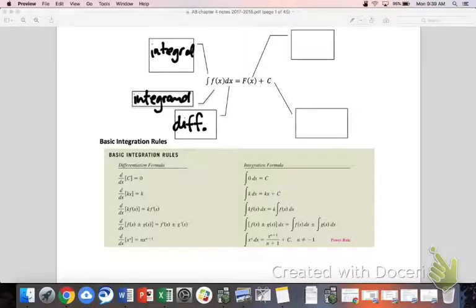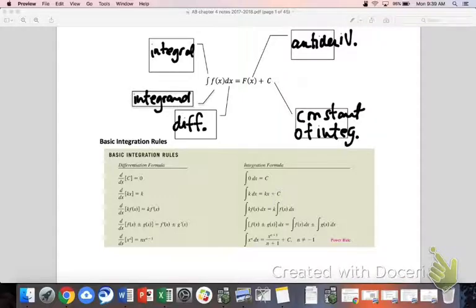All right, and then what about the thing right there on the right side that's represented with the capital letter F? It's the antiderivative, yep. And then the plus C is called what? Constant of integration.